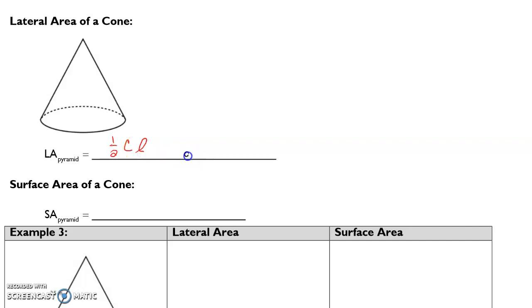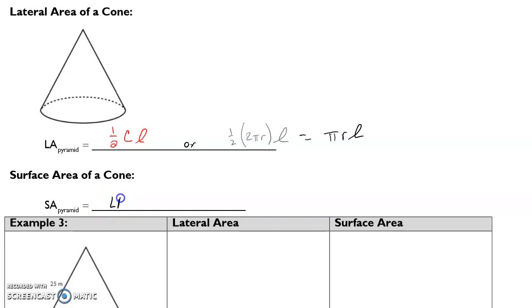Another way to look at that is we have 1/2 the circumference, which is 2 pi r, times the slant height, but half of 2 pi r is just pi r. So we would say it's pi r L, or pi r times the slant height. Then our surface area is the same concept. It's our lateral area plus the area of our circular base.